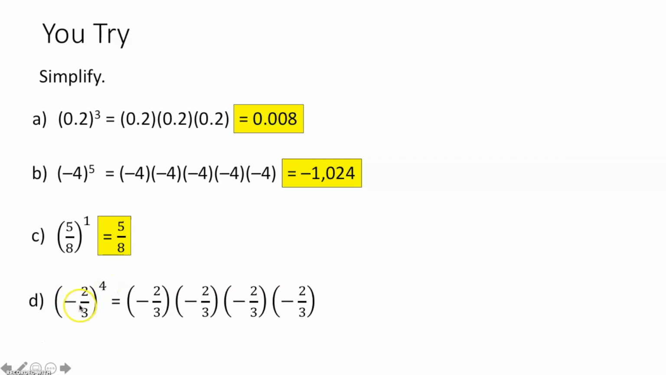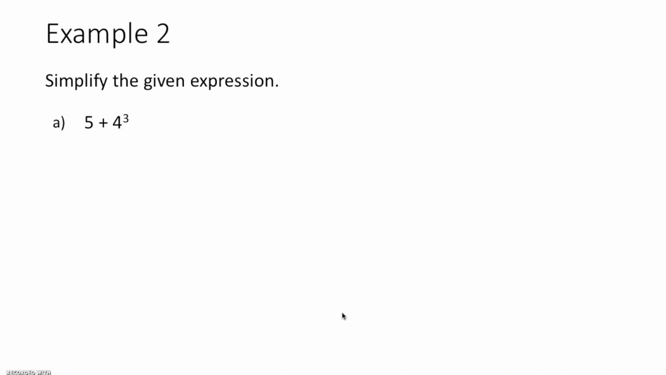Since we have a negative number raised to an even exponent, that means our answer is going to be positive. So we have a positive, 2 times 2 is 4, times 2 is 8, times 2 is 16. So we have 16 in our numerator, 3 times 3 is 9, times 3 is 27, times 3 is 81. So our answer is going to be positive 16 over 81. And you're done. Example 2, we're going to simplify the given expression.